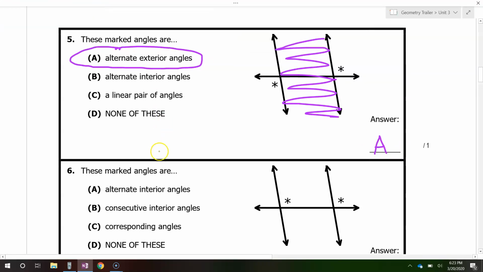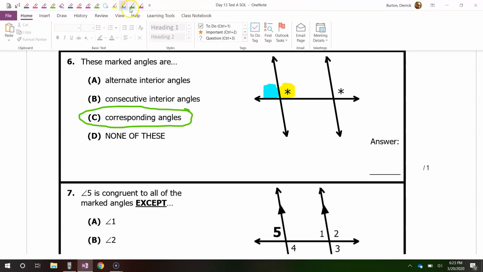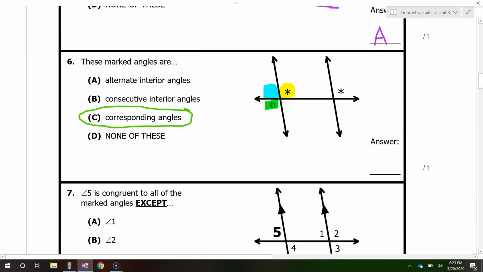Okay, number 6. These angles are called corresponding angles. And the way corresponding angles work is like this. Notice that this angle is in the upper right hand corner. And then I'll have another angle in the upper left hand corner. And I have a third angle in the lower left hand corner. And then I'll have a fourth angle in the lower right hand corner.